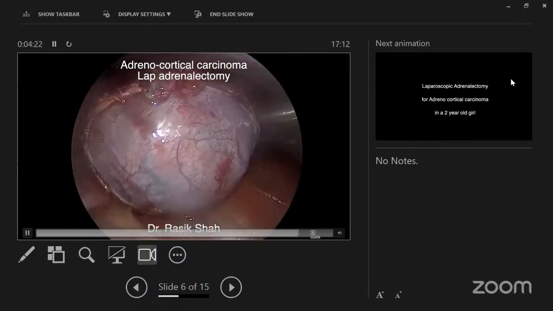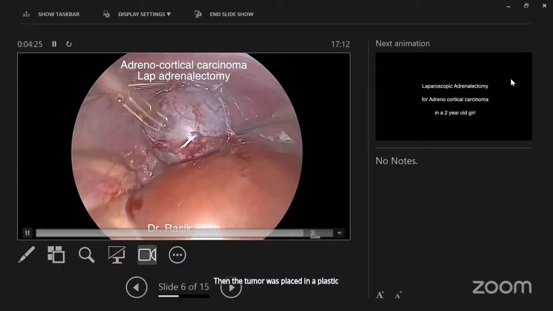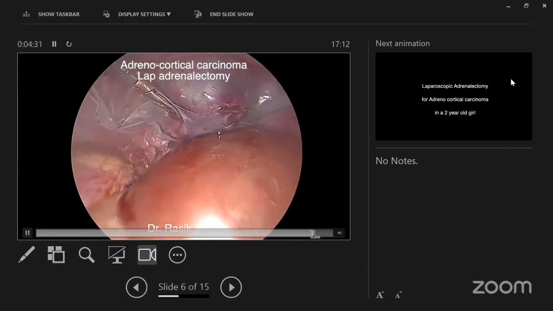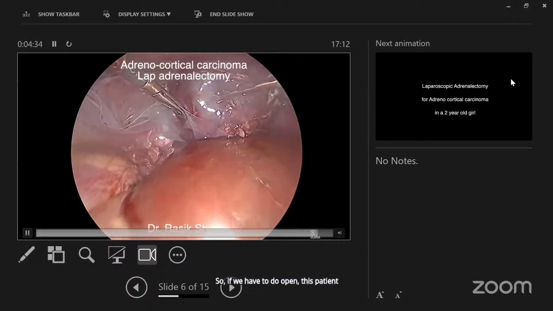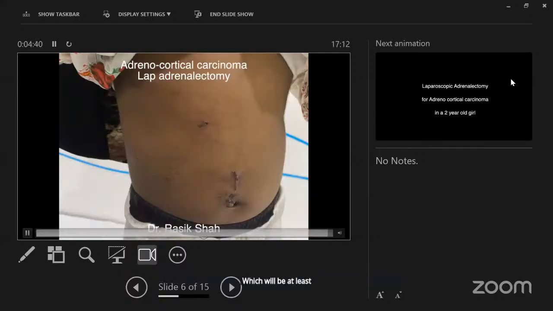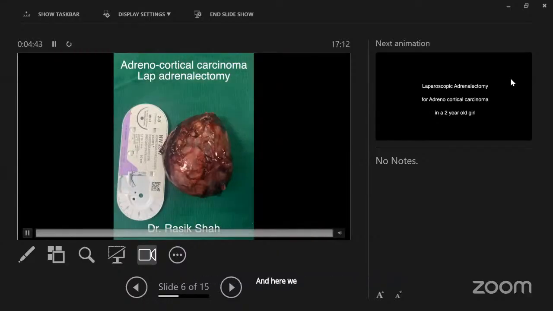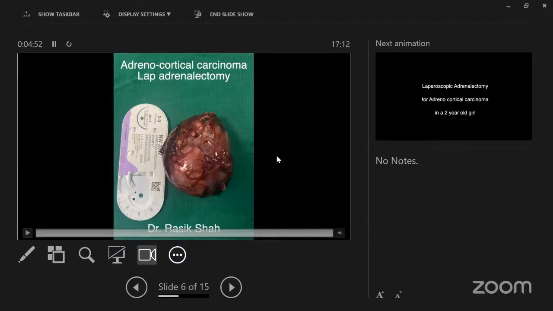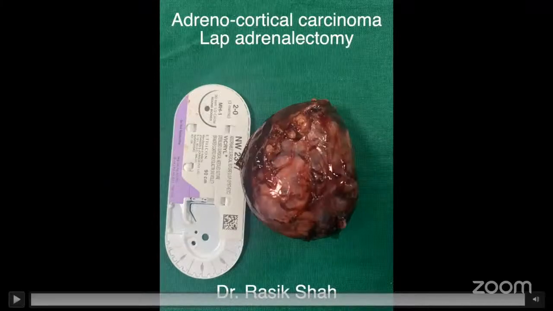So then the tumor was placed in a plastic bag and removed. If we had to do open, this patient would have needed a right subcostal incision, which would be at least 10-12 centimeters in size. And here we could get away with just a few centimeter incision. That's the tumor which was removed, about 5 to 6 centimeters in size.